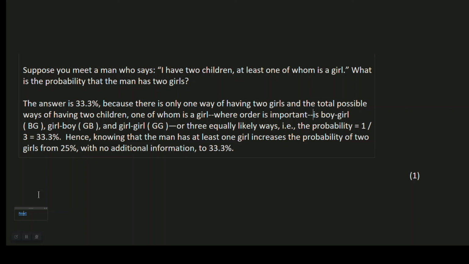Hence, knowing that the man has at least one girl increases the probability to 33 1/3% from 25% when there's no additional information.